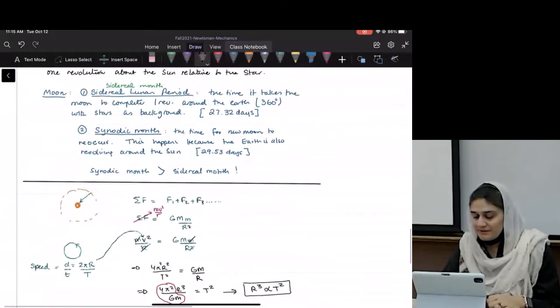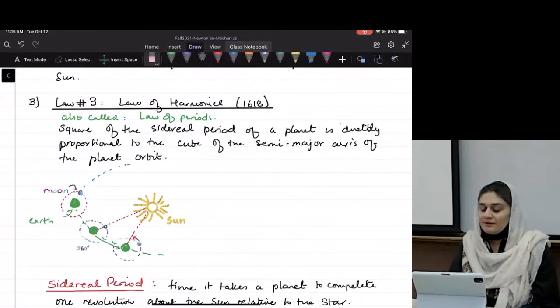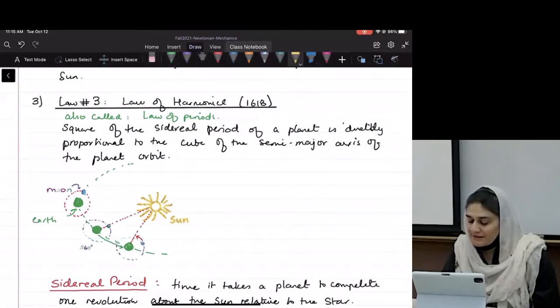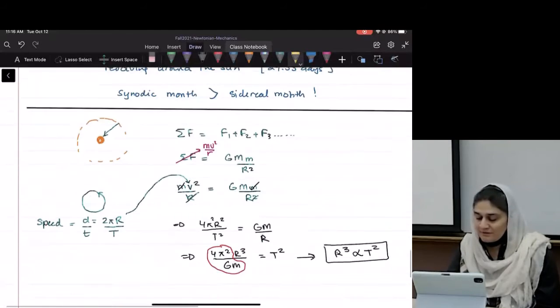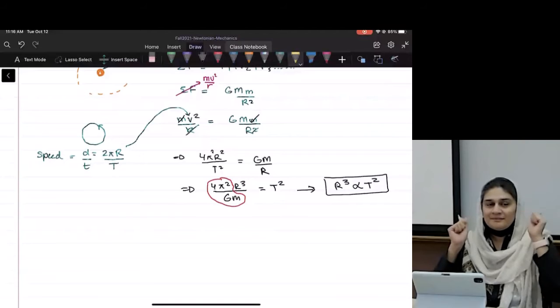So read the law again. Where is the sidereal period of the planet? Can I call the sidereal period T? Yes, sure. Can I square it? Yeah. Okay, keep reading. It's directly proportional to the cube of the semi-major axis of the orbit. Is that not what we saw here? Yes.